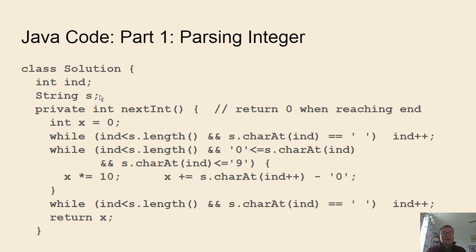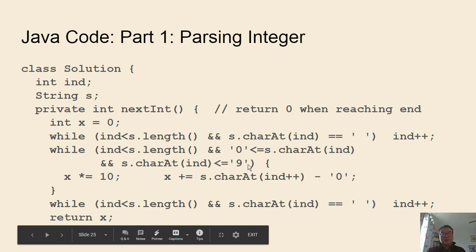So this class variable string stores the current string, and the index ind points to the place I'm looking at. When I know the next one should be an integer, I will call this nextInt. First, I will skip all the white spaces. While it's white space, I will just keep increasing the index. After skipping all the white space, the next thing I expect is going to be a digit, 0 to 9. And while it is a digit, I will be going in this loop trying to parse this number.